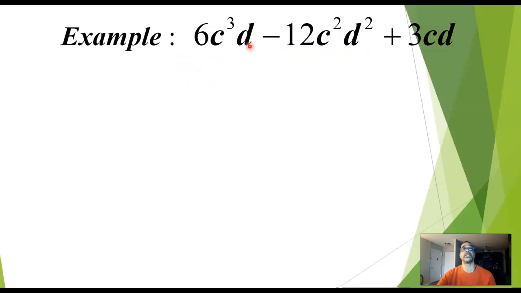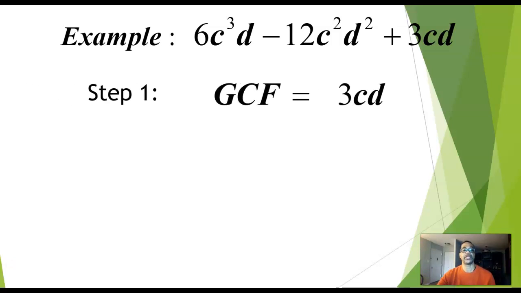Let's check the d. Well, there's 1 here, there are 2 here, and then there's 1 here. So that means that 1d is common to all these. So we need to factor out a 3cd. So that means our GCF is 3cd.